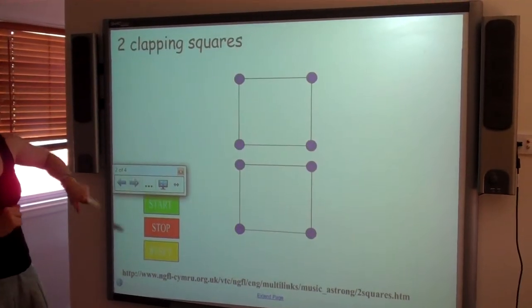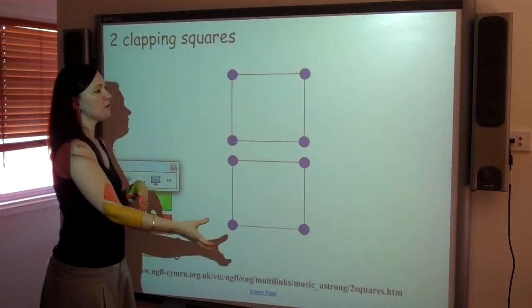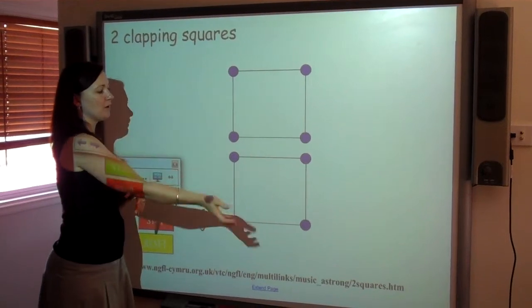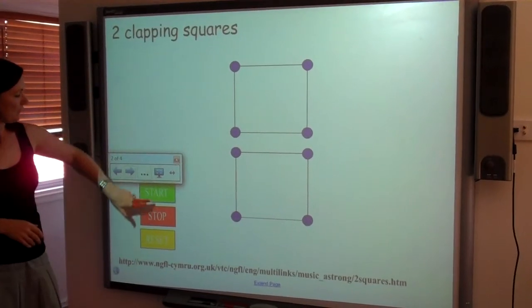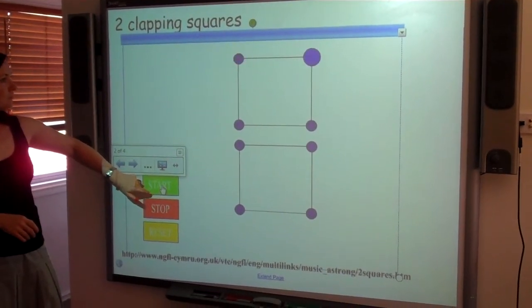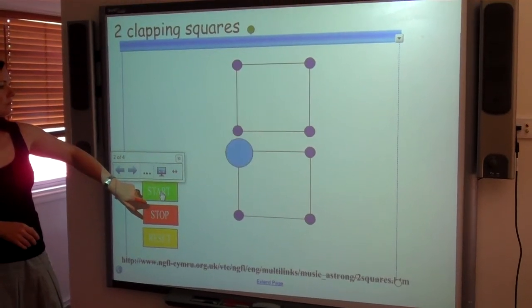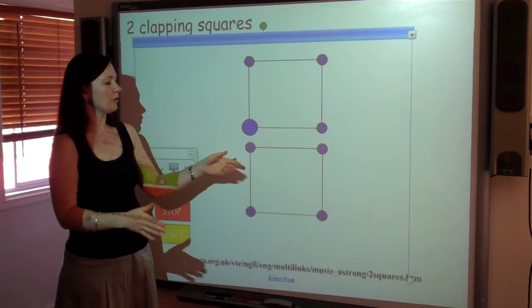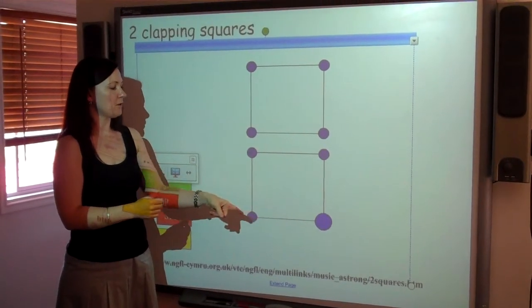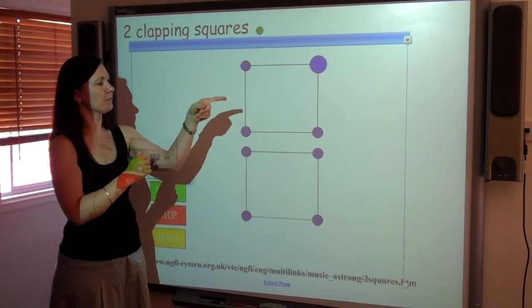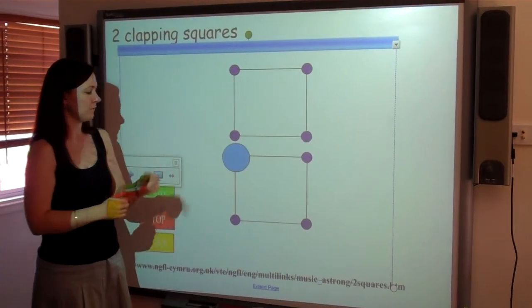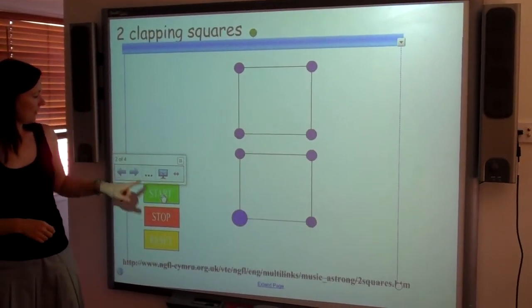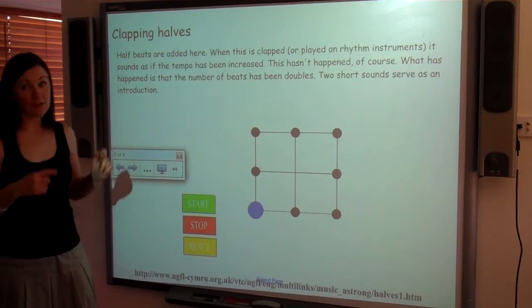We can make this more complex by introducing two groups of students, with group A following the top square, group B following the bottom square. Group 1 will be clapping on the first beat, group 2 will be clapping on the first part of the second group. Take the idea even further.